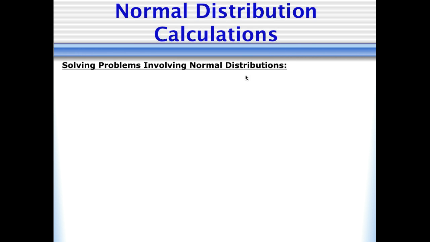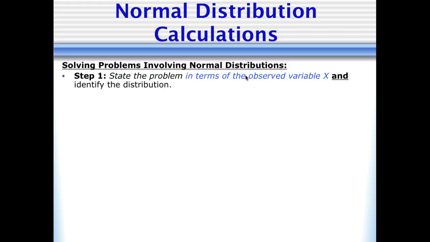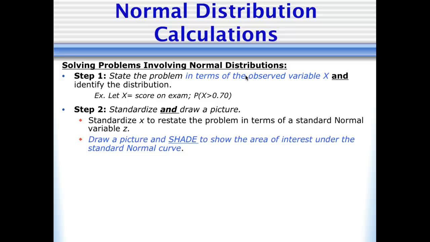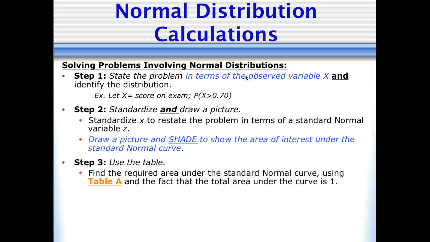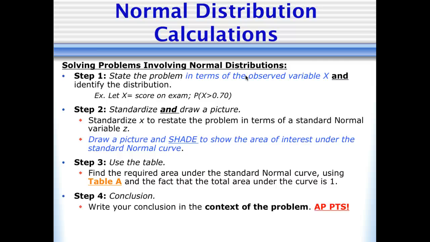Now to fully do a normal distribution calculation, there are several things that you need to include, and I'll show you an example of this shortly. First of all, you need to state the problem in terms of the observed variable x and identify the distribution. For example, let x be the score on the exam. Step 2, standardize and draw a picture. Standardize your x value, basically find the z-score, and then draw your picture and shade your area of interest. Step 3 doesn't really have any work to show. It's purely the act of using the table to find the probability. And the most important step of all is step 4, write your conclusion in context of the problem.